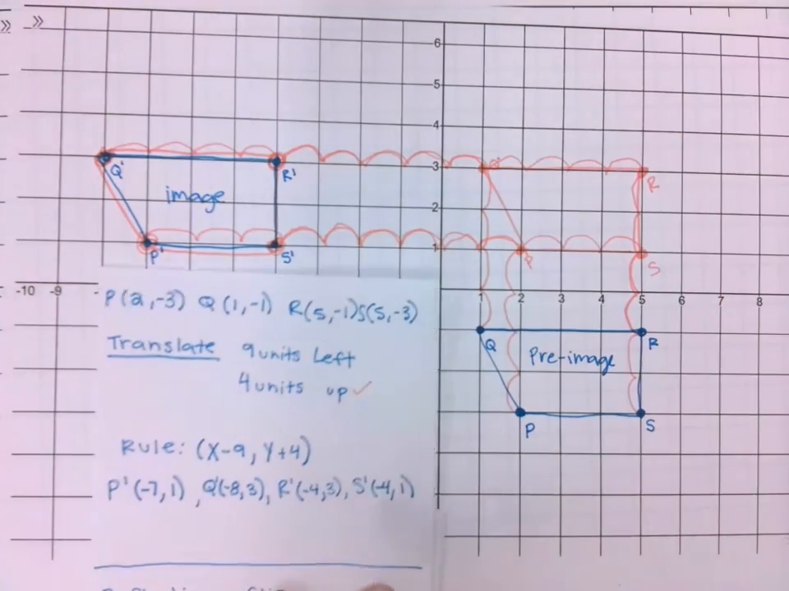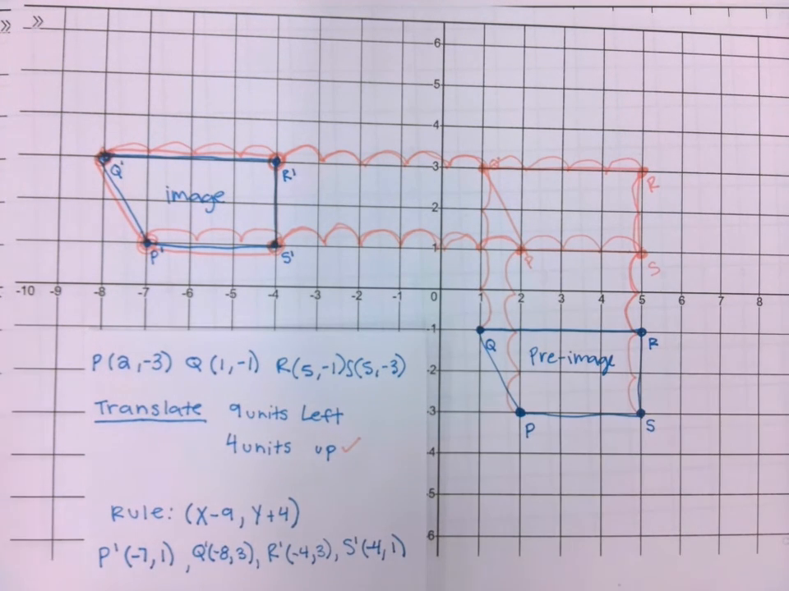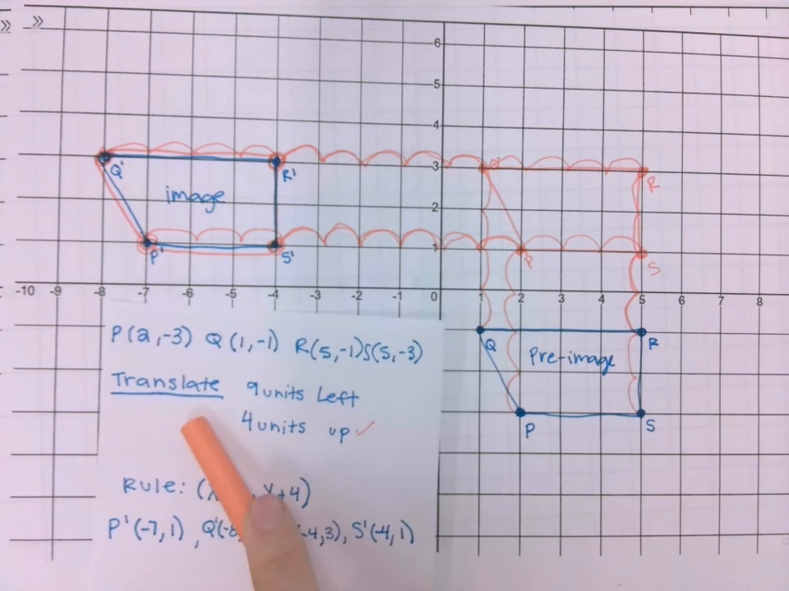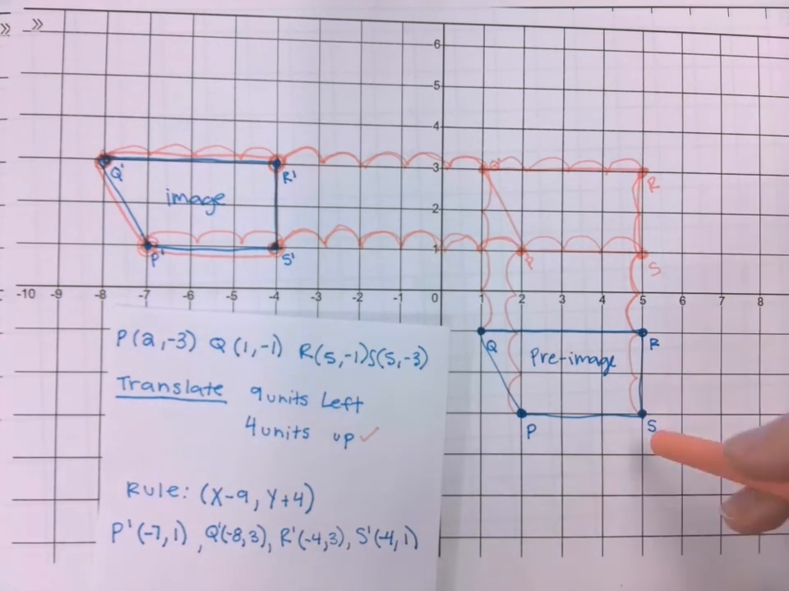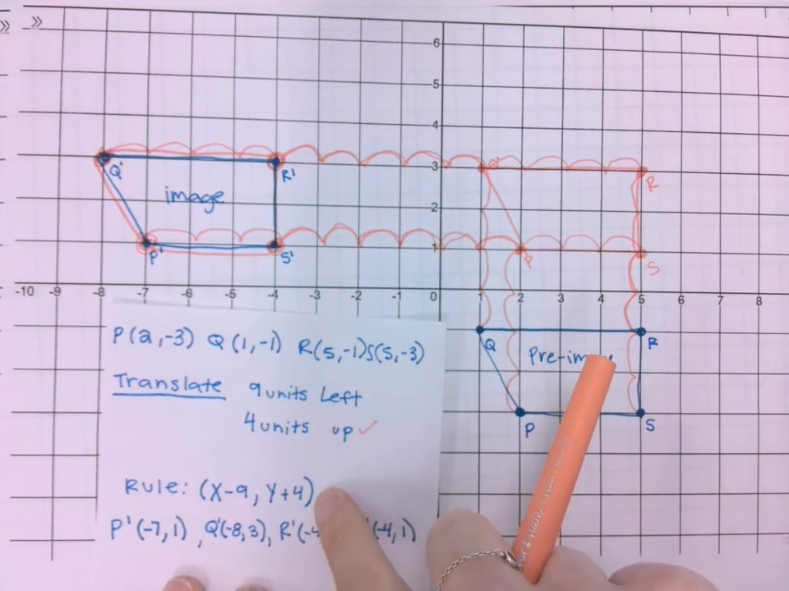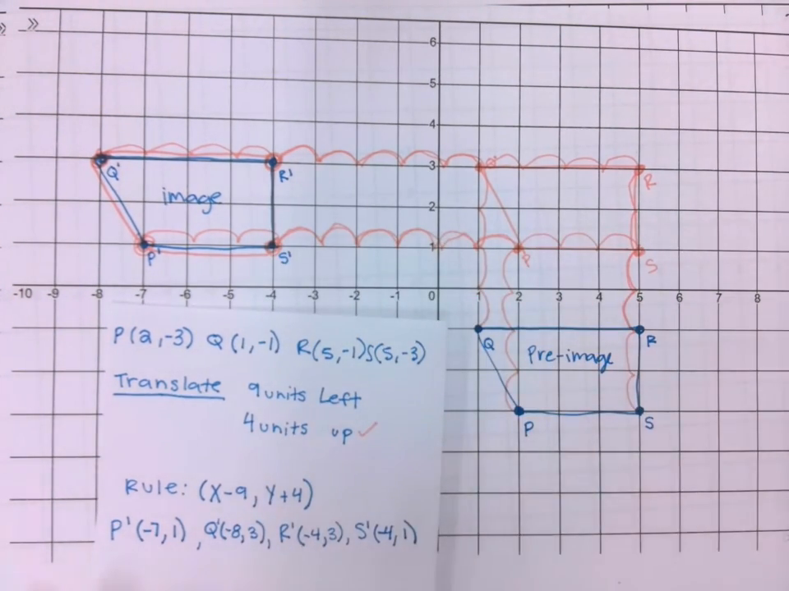It's the exact same thing. If you use the rule or if you decide to draw it, do whichever one is easiest to you. Okay? So that is how we translate. Remember, translate just means slide. So we slid our pre-image up and then to the left. You can use our formula or you can draw it. So this is a translate.